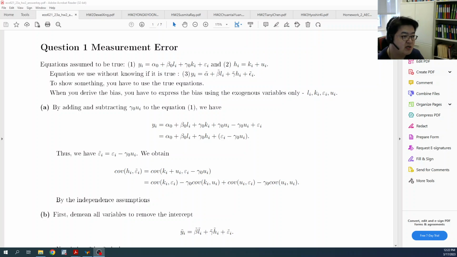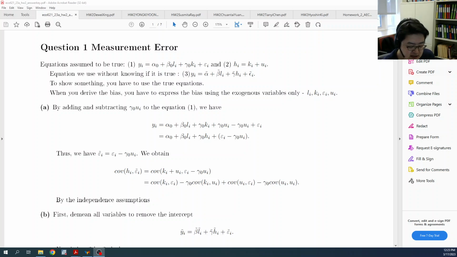Hello. I will review homework 2, question 1. And by the way, before starting this, I apologize that homework 2 is really difficult. Algebraically, it's very complicated, but that's because it is an important chapter. Endogeneity is the most important idea to any applied economist.